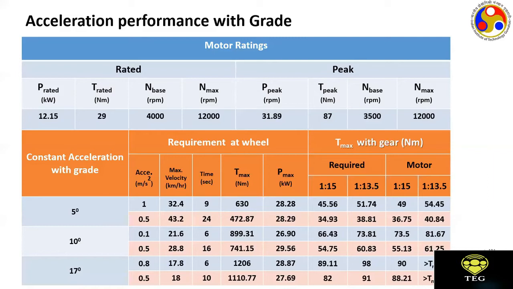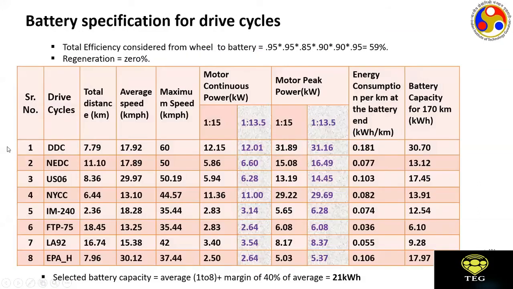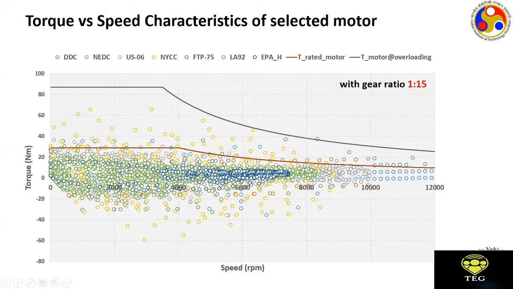Here we have an idea of the maximum speed depending on the maximum kilometers per hour that the vehicle has to do. From there we got 12,000 rpm, which is the maximum speed of the motor. If we assume the ratio of base speed to maximum speed to be 1 is to 3, then the base speed would be one third of the maximum speed, and that comes out to be around 4,000 rpm. So this essentially means that we need a motor which will give a constant torque of 30 Newton meter up to a speed of 4,000 rpm.